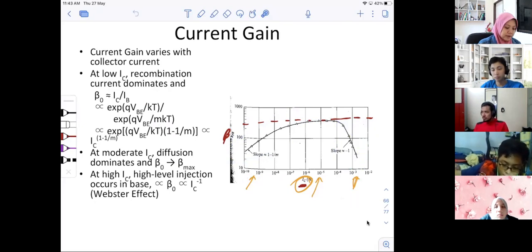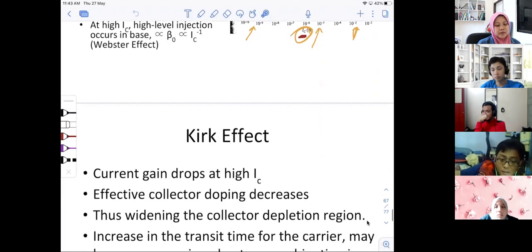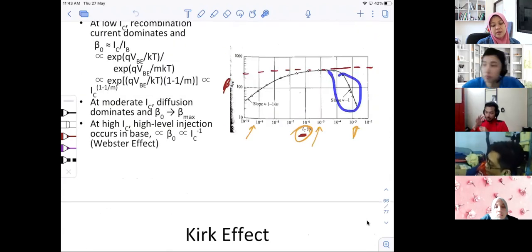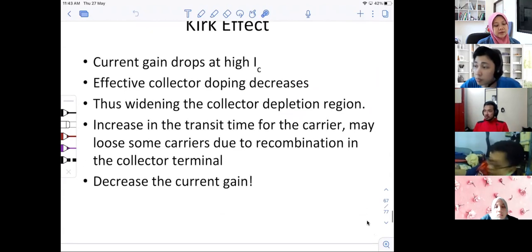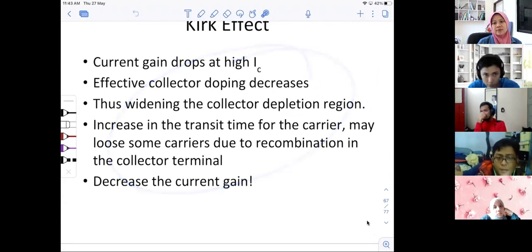Why? This effect is called the Kirk effect. Whatever happens here is due to the Kirk effect. So if you read here, I give you 2 minutes. Try to read here. Can you understand or no?